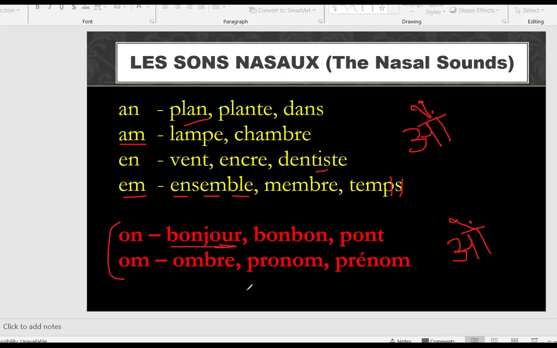Next, pronom. This will be pronon. Next word, prénom. It is not pre, because there is an accent aigu on the E. So it is prénom. Oui, très bien.